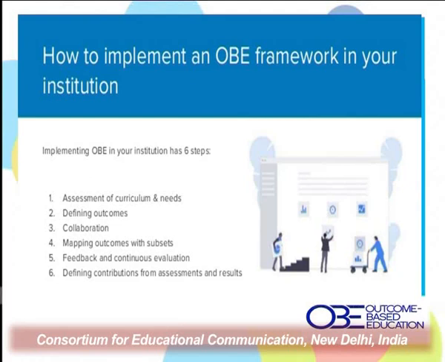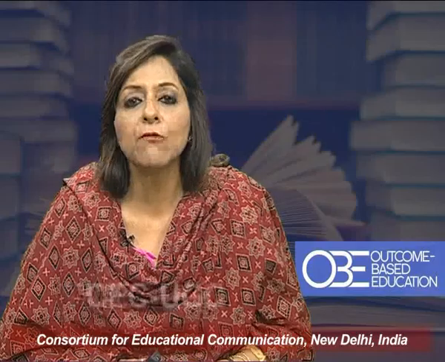It is basically divided into 6 steps. The first is the assessment of the curriculum and the needs. The second is definition of outcomes. The third is basically collaboration. The fourth is the mapping outcomes with the subsets. The fifth is the feedback and the continuous evaluation, and the sixth is defining the contributors from the assessment and results.